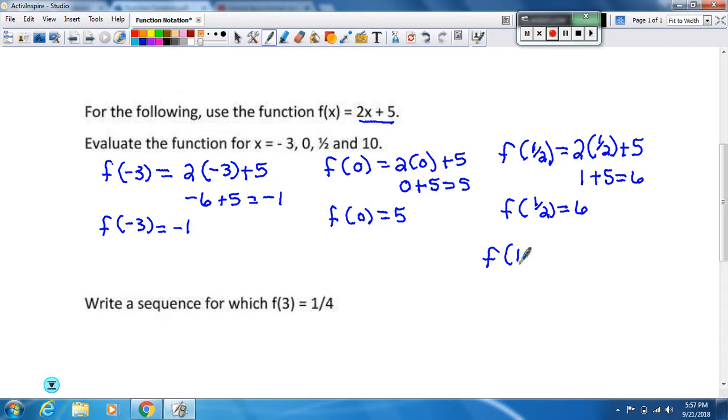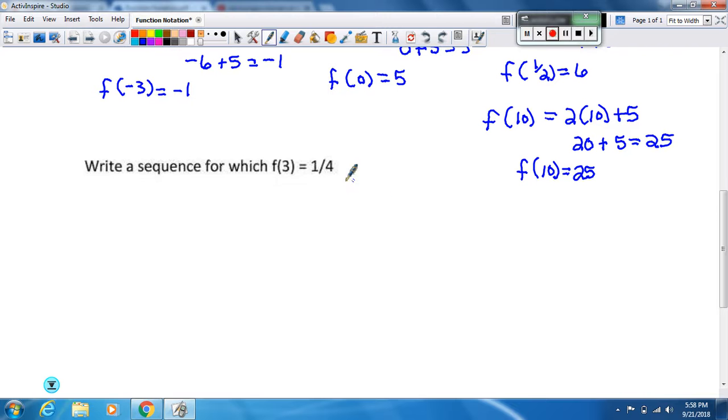And 10. f of 10 equals, you plug 10 in for x, 2 times 10 plus 5. So you get 2 times 10 is 20 plus 5 equals 25. So f of 10 equals 25.